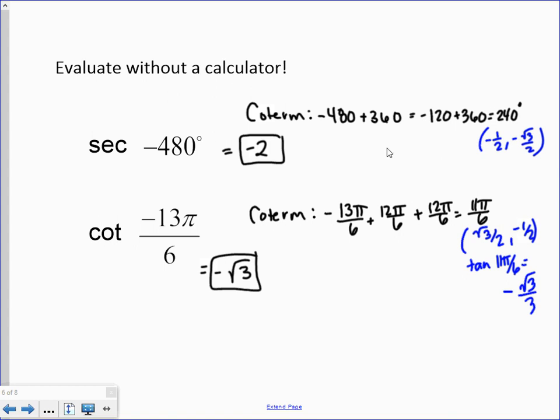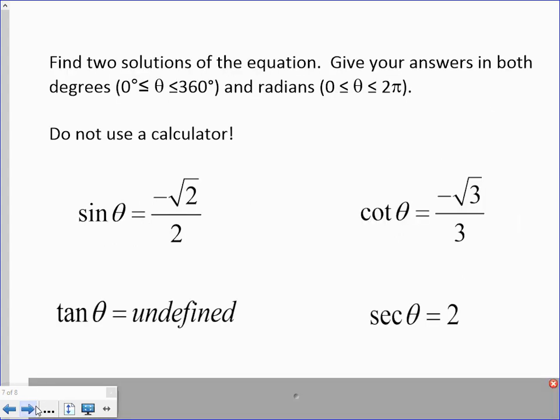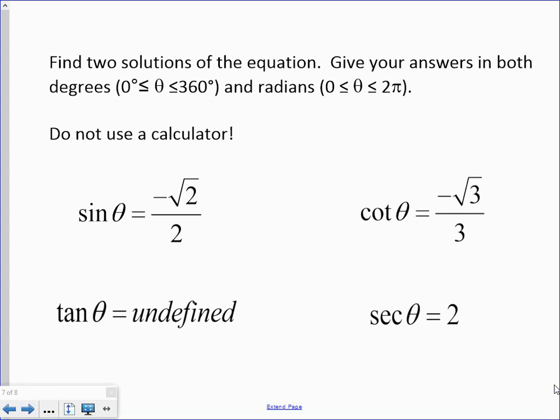Okay, the last questions that are similar to what you're going to see on your homework tomorrow are finding solutions of an equation, just so that you're familiar with this set of directions. It says find two solutions to the equation, but two solutions really means 4. Because you're going to give your answers in degrees, so there are 2 angles in degrees, and then there are 2 angles in radians. So you're really writing 4 angles down, but there's 2 answers.